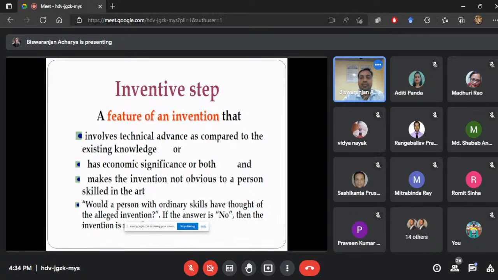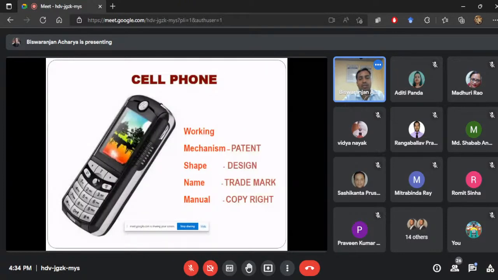Cell phone. For a particular product, there are many things required. Many concepts are patentable. Different parts with different functionality come under different categories also. The working mechanism is patentable. Shape, like I told earlier, one example is the smart bin or smart dustbin.